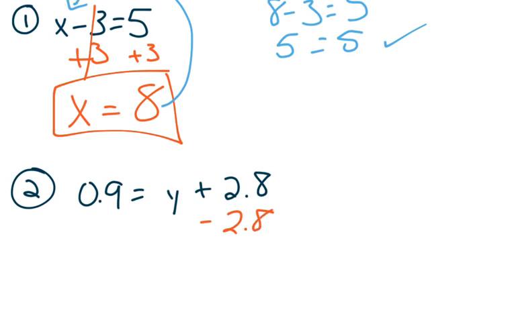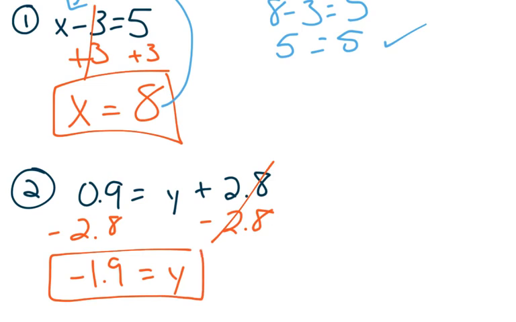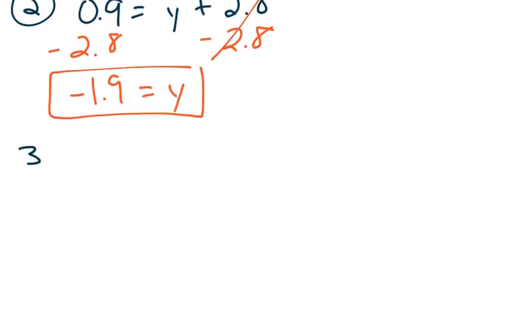And if I subtract 2.8 from the right-hand side, I better be subtracting 2.8 from the left-hand side. When I do that, I get an answer of negative 1.9 there. 2.8's cancel. So y equals negative 1.9. Let's try another one here. How about something with fractions. Everybody loves fractions.